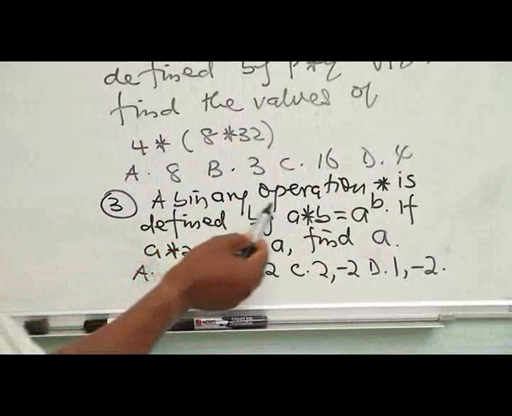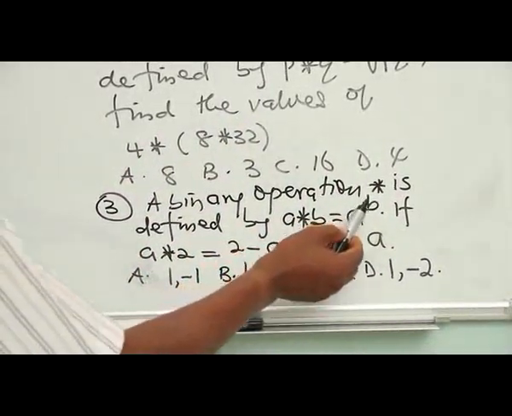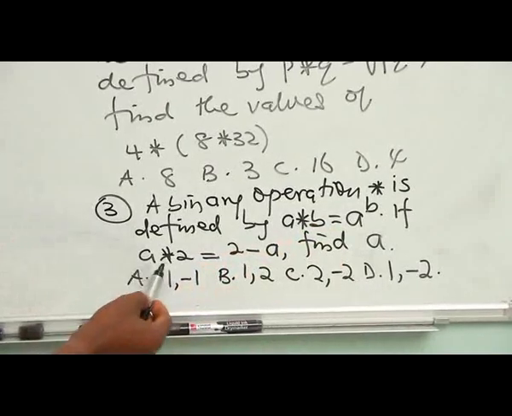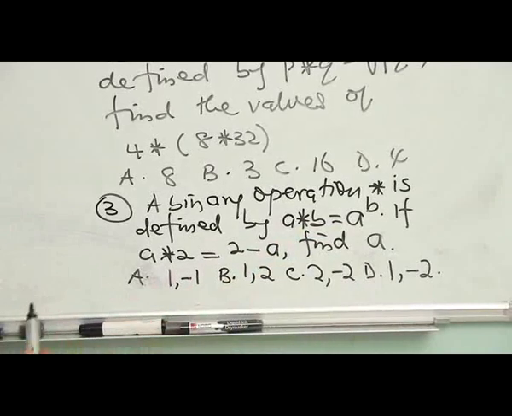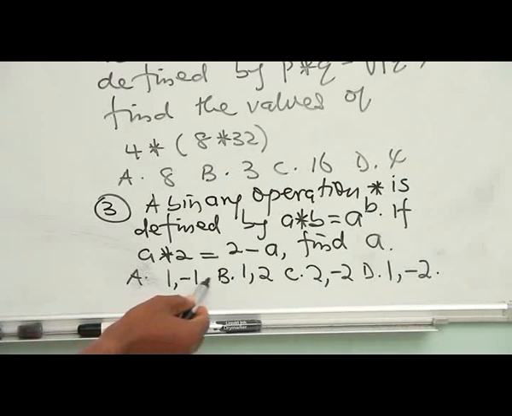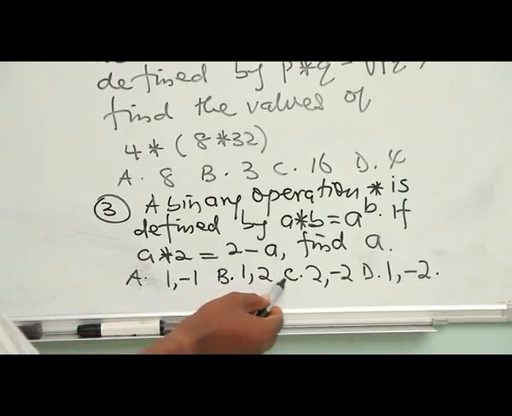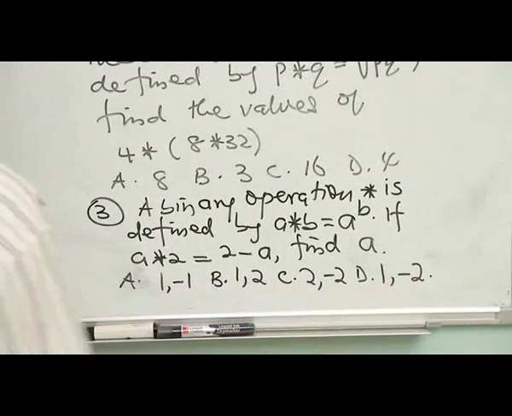Number 3, a binary operation star is defined by A star B equal to A raised to power B. If A star 2 is equal to 2 minus A, find A. Answers are A, 1, minus 1, B, 1, 2, C, 2, minus 2, D, 1, minus 2.